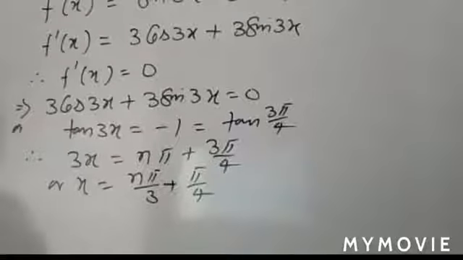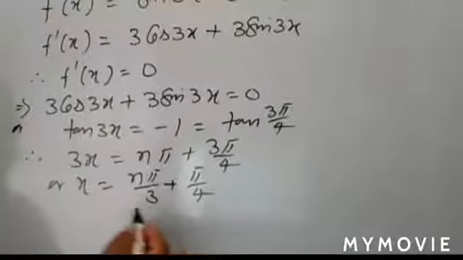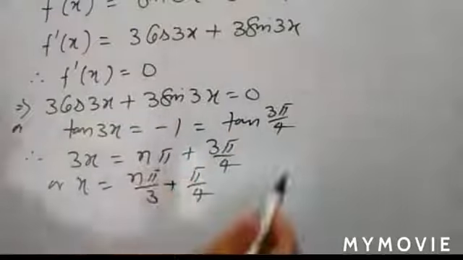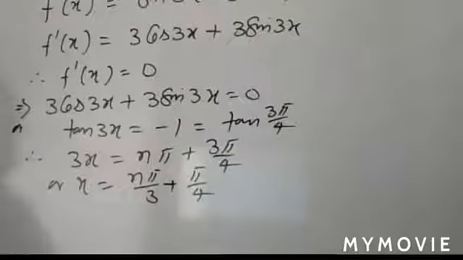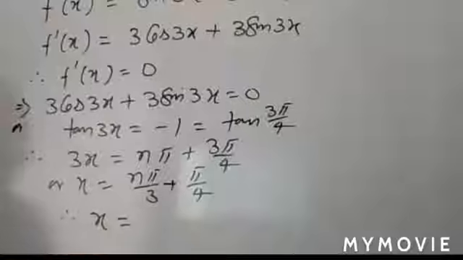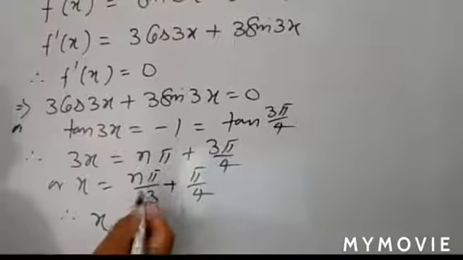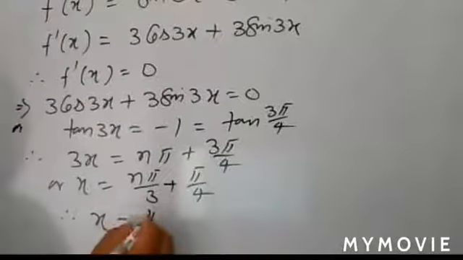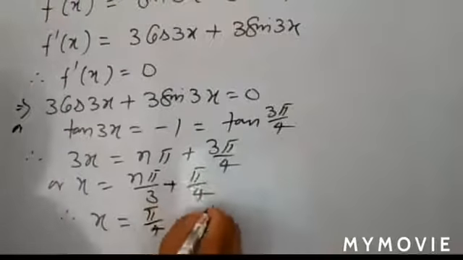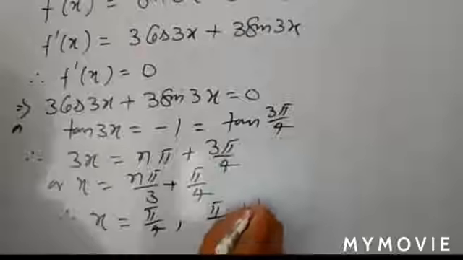Here you put the value of n in such a way that all the values of x lie between 0 and pi. So check it. If you put n equal to 0, you have pi by 4. Now if you put n equal to 1, you have pi by 3 plus pi by 4.